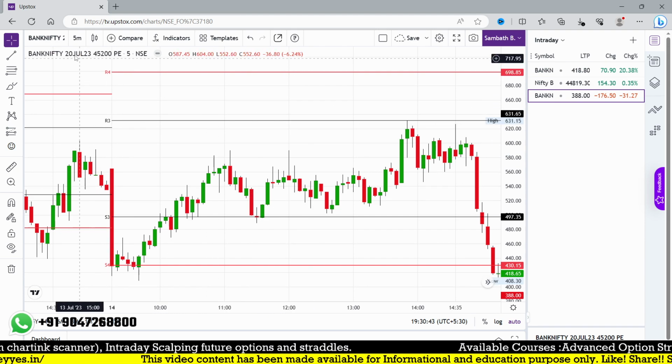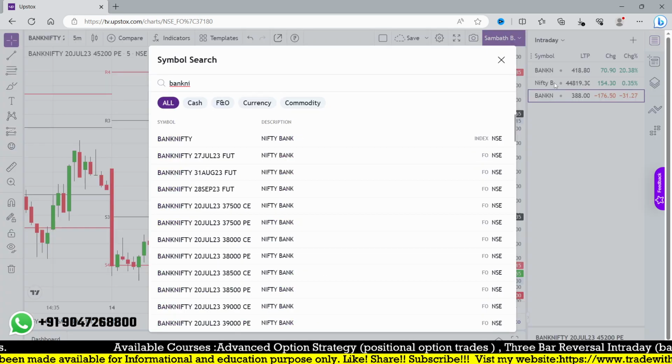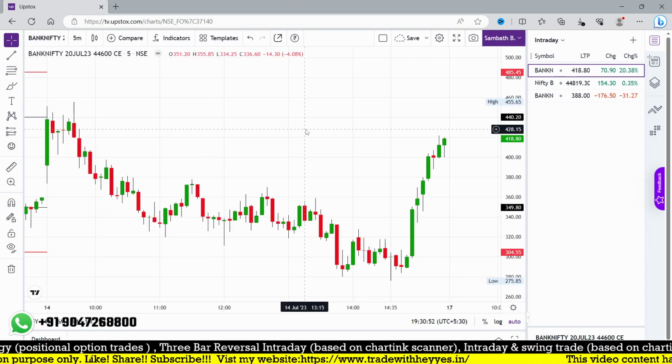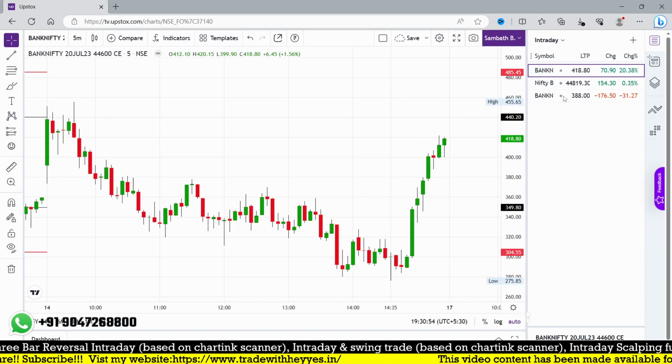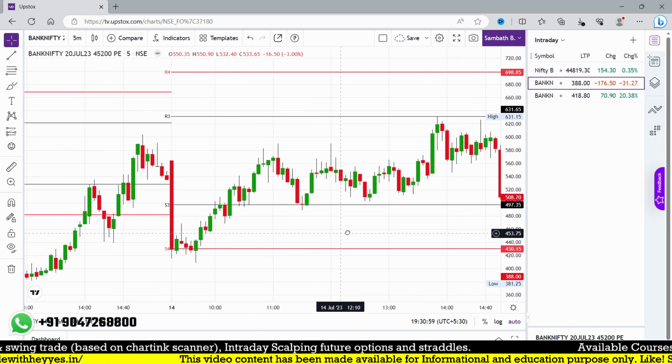Okay, and another strike price, let me add first. Bank Nifty 44,600 should be the call strike price for today's scenario. So let me add this one, 418. So this is the first strike price. Let me look at this here.